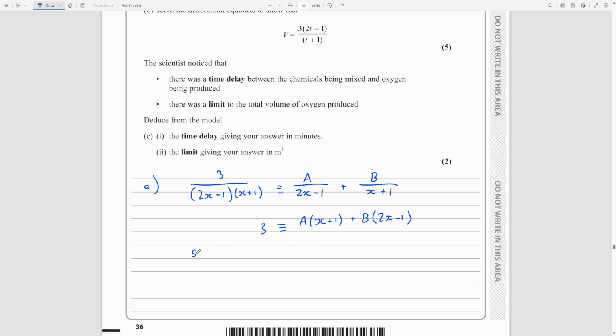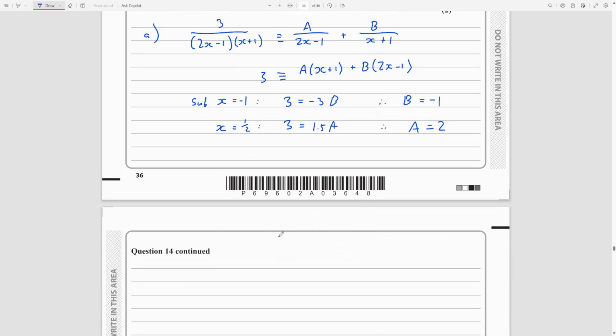Now I like to use substitution here, so sub in x equals minus 1. That will make this disappear, so we've got 3 is equal to 0 plus b times... when x is negative 1, you get negative 2 minus 1 is negative 3, so minus 3b, and that means that b is minus 1. And when you sub in x equals a half, that will clear out this. You get 3 equals a times 1.5, so 1.5a, and therefore a is 2. So our partial fractions are 2 over 2x minus 1 minus 1 over x plus 1. And there's our answer.